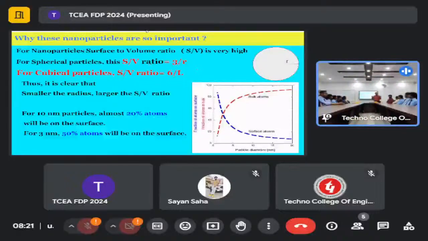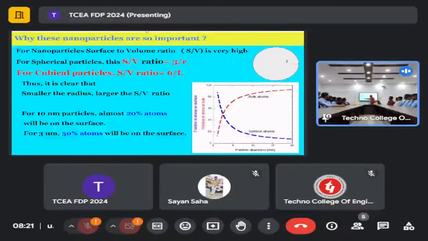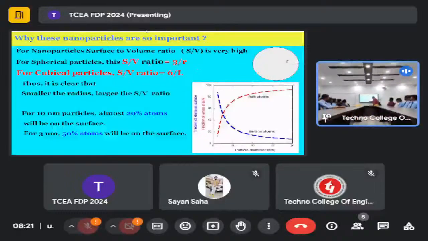If you have a catalysis process, and there is a huge surface area, then the catalytic reaction will be high. So instead of taking a big sphere, if we cut that sphere into smaller spheres, the catalytic reaction will be high. So there is an advantage: if we decrease the size of the nanoparticle, surface to volume ratio increases, and for 10 nanometer particles, almost 20% of the atoms will be on the surface. For a 3 nanometer particle, 50% of the atoms will be on the surface.